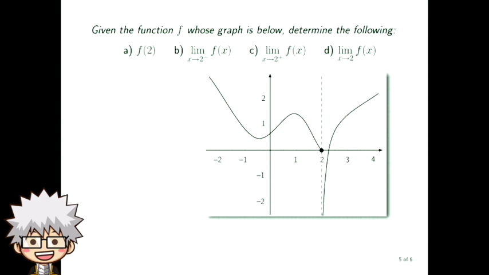f of 2 is equal to 0 because the point 2, 0 is on the graph. As x approaches 2 from the left, the corresponding y-coordinates, or function values, are approaching 0, so the limit as x approaches 2 from the left equals 0. As x approaches 2 from the right, function values are negative and getting larger and larger, so the limit as x approaches 2 from the right is negative infinity. Now, because the two one-sided limits do not agree, or simply because the right-sided limit does not exist, the limit as x approaches 2 of f of x does not exist.